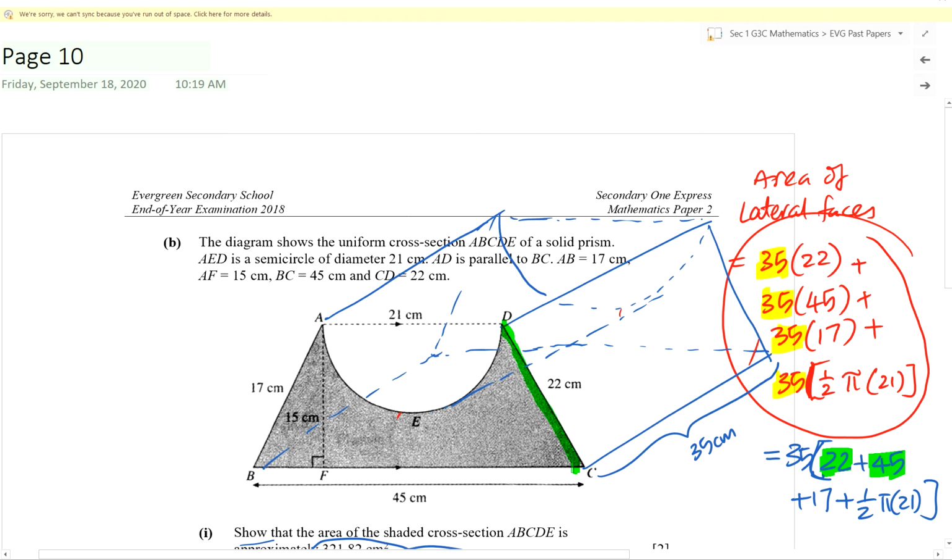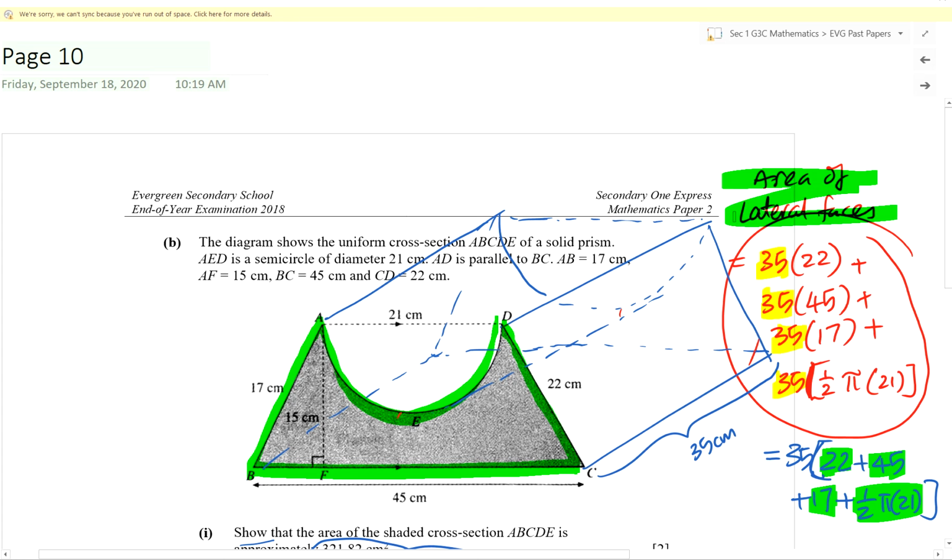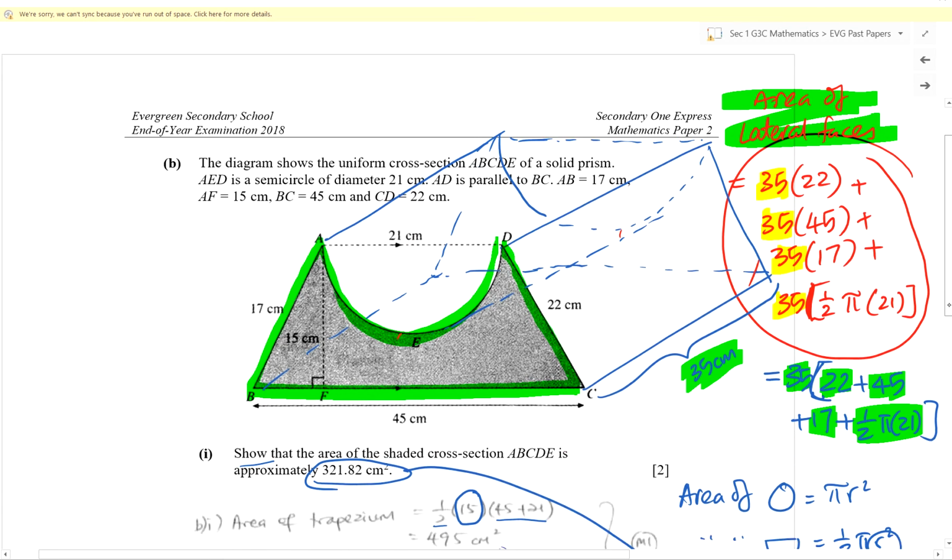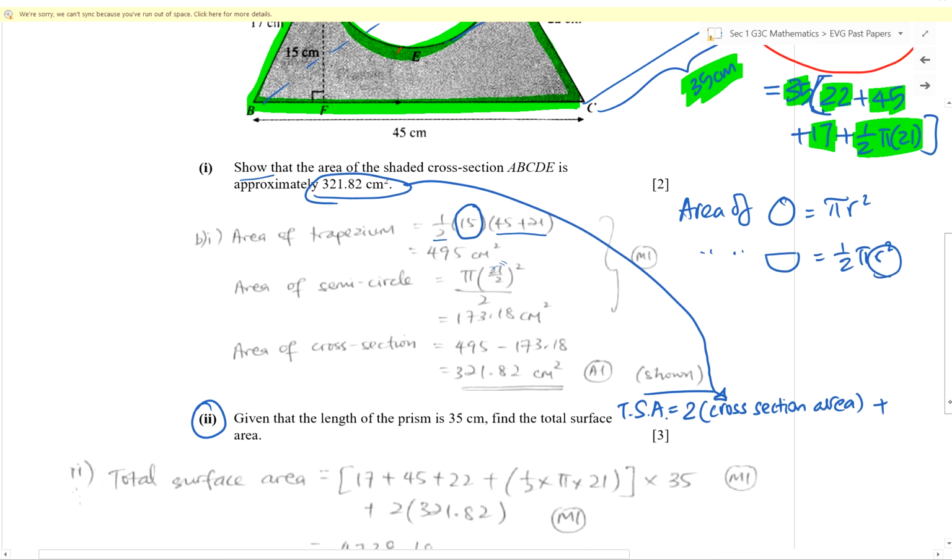Next 45, 17, and half pi 21. Do you see that the area of the lateral faces is given by our 35 cm over here multiplied by the perimeter of the cross-sectional area? Okay, so that is what we are going to be doing.